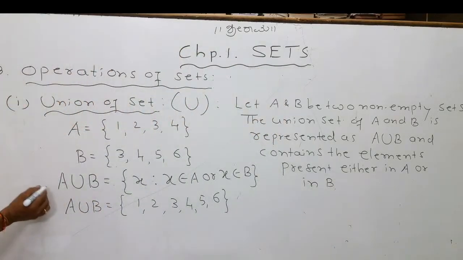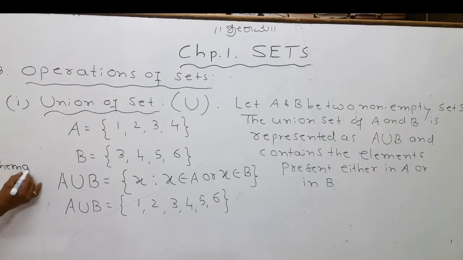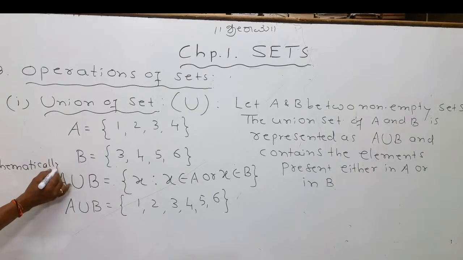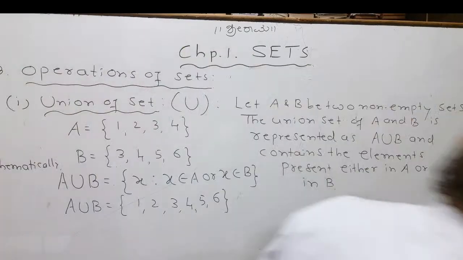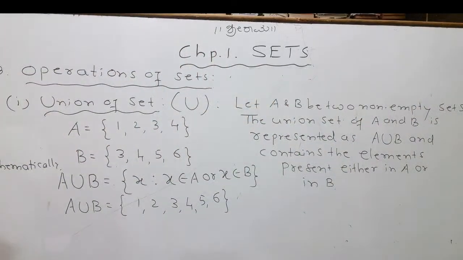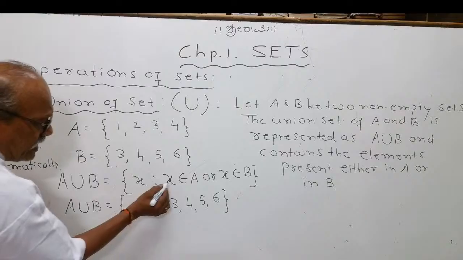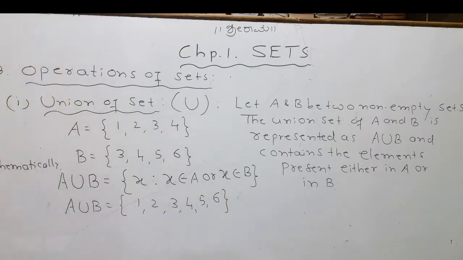The same thing you can write symbolically. Mathematically, A union B is equal to the set of all x such that x belongs to A or x belongs to B. This is the mathematical symbol of A union B.